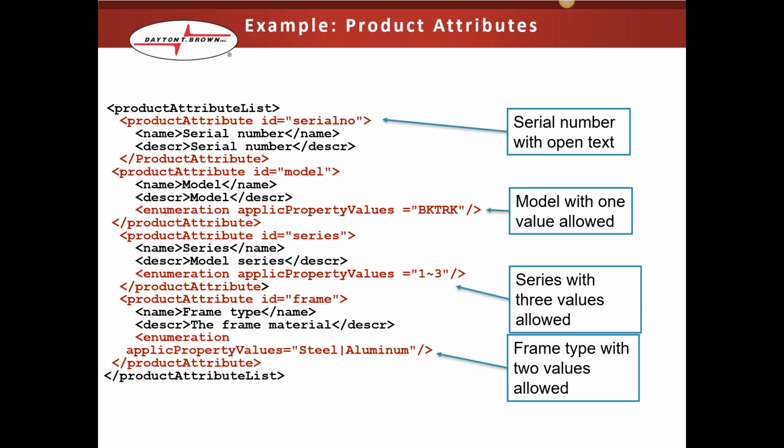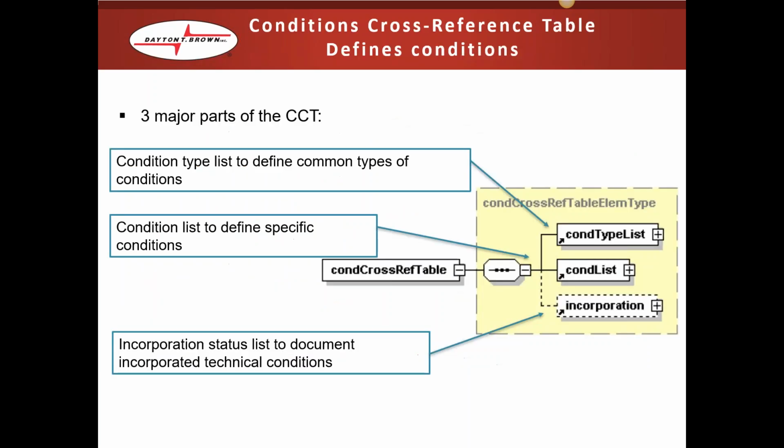All right. So once we're done with the PCT and declaring all of our product attributes, we get to go to the CCT and start defining the conditions that we have. There are 3 major parts to the CCT, and we'll break these down into each one. First, we have a condition type list, and that is to have the ability to define common types of conditions. And then we have the condition list. This is where we will actually list all of our conditions.